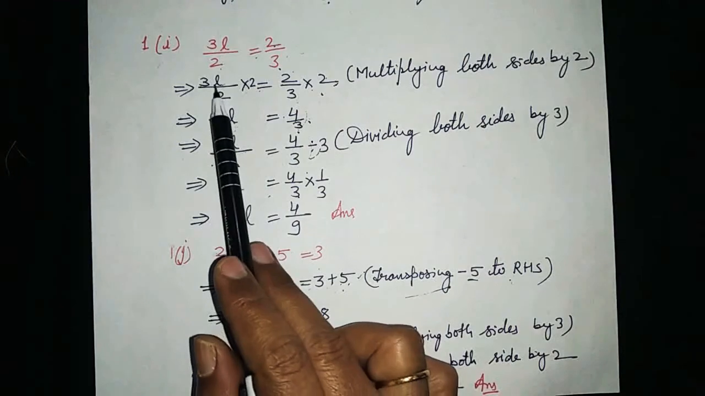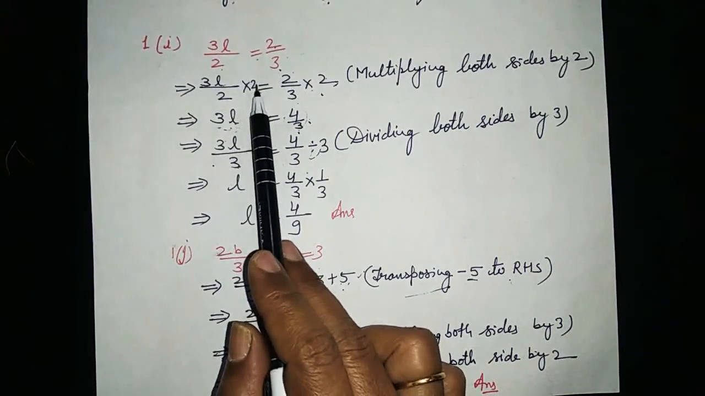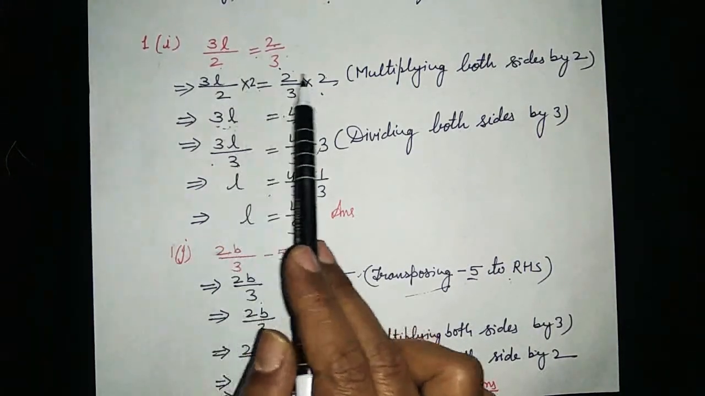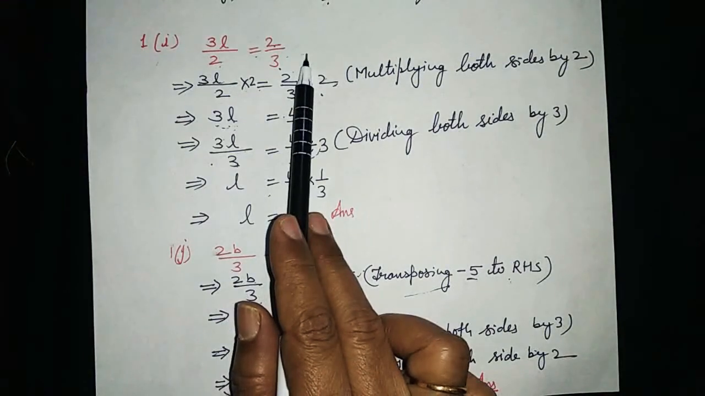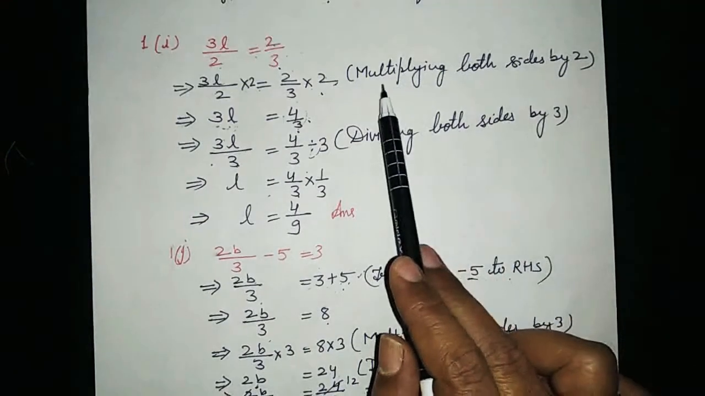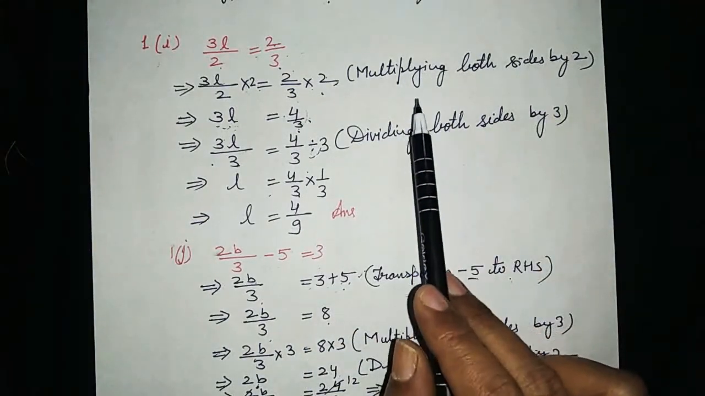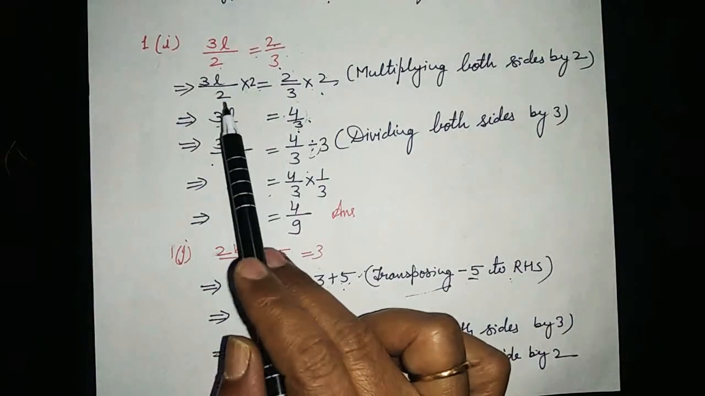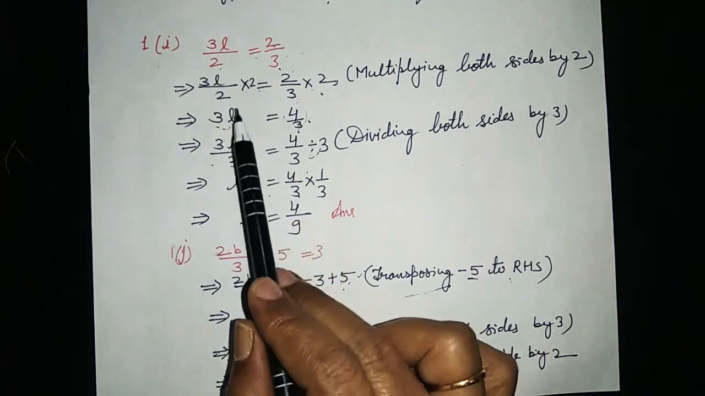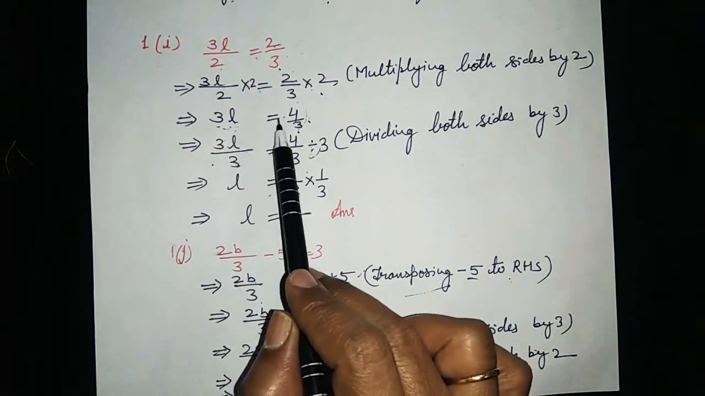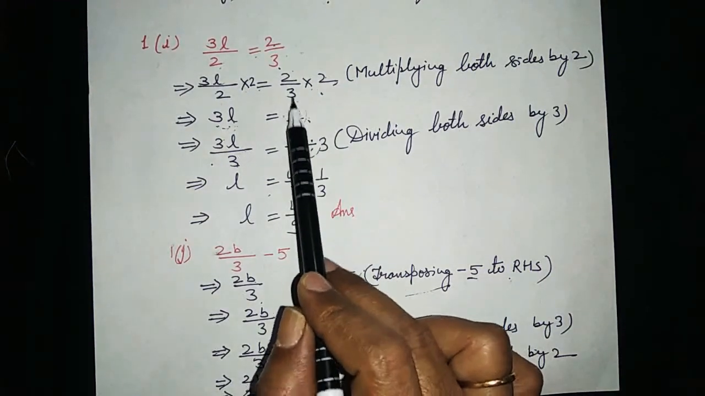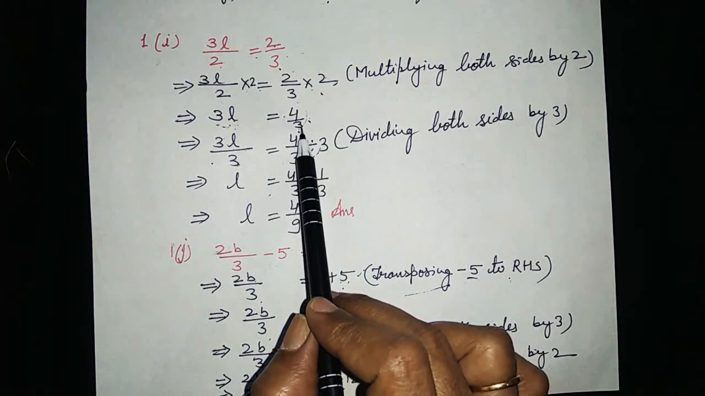So, here you can see 3L divided by 2 into 2 is equal to 2 upon 3 into 2. Means you have multiplied 2 on both the sides of the equation. And after this, you will mention it in the bracket, multiplying both sides by 2. In the next step, what will come? This 2 and this 2 you can cancel. 1 will come, 3L into 1. What will come here? 3L is equal to 2 upon 3 into 2. When we do, then 2 into 2, 4 will come, and in denominator 3 will come.